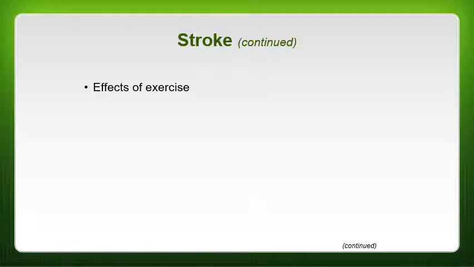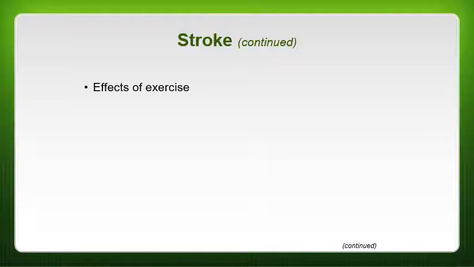So in looking at the effects of exercise, one thing to note is that after a stroke, the causes of death are usually recurrent strokes and things like coronary artery disease. So if an individual is inactive following a stroke, that's going to predispose them again to further complications or having another stroke. So again, the physical activity component being very important.